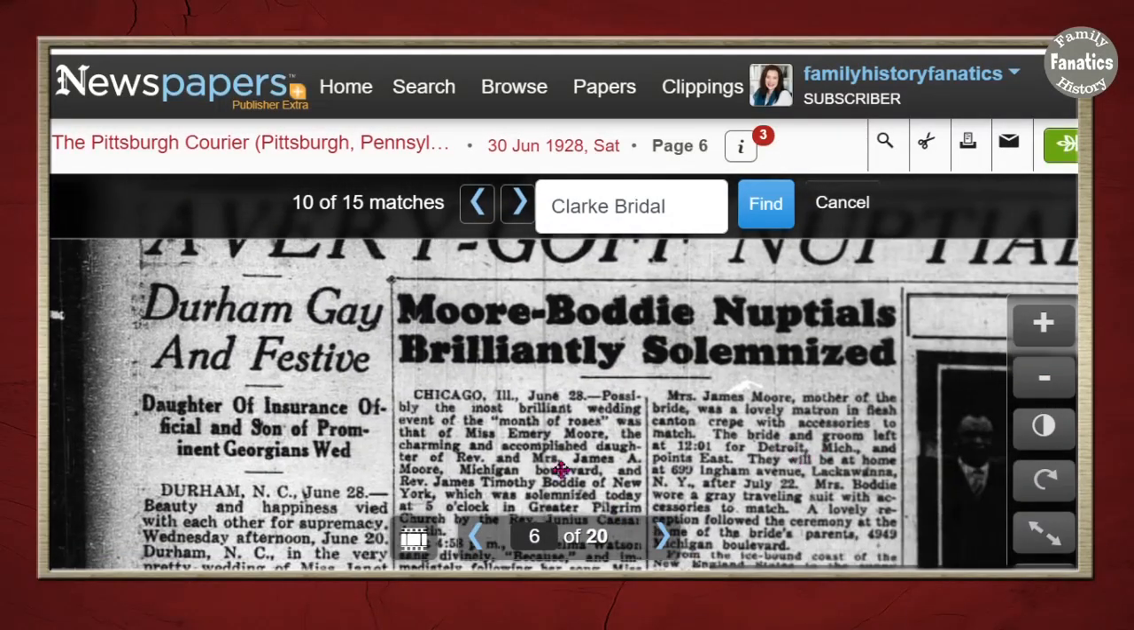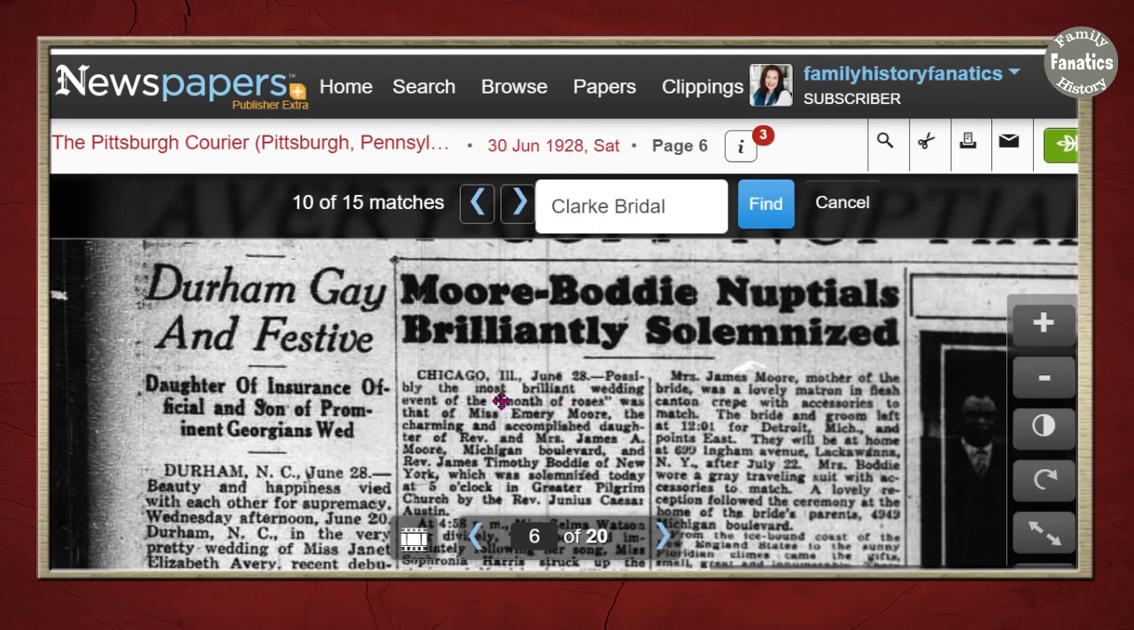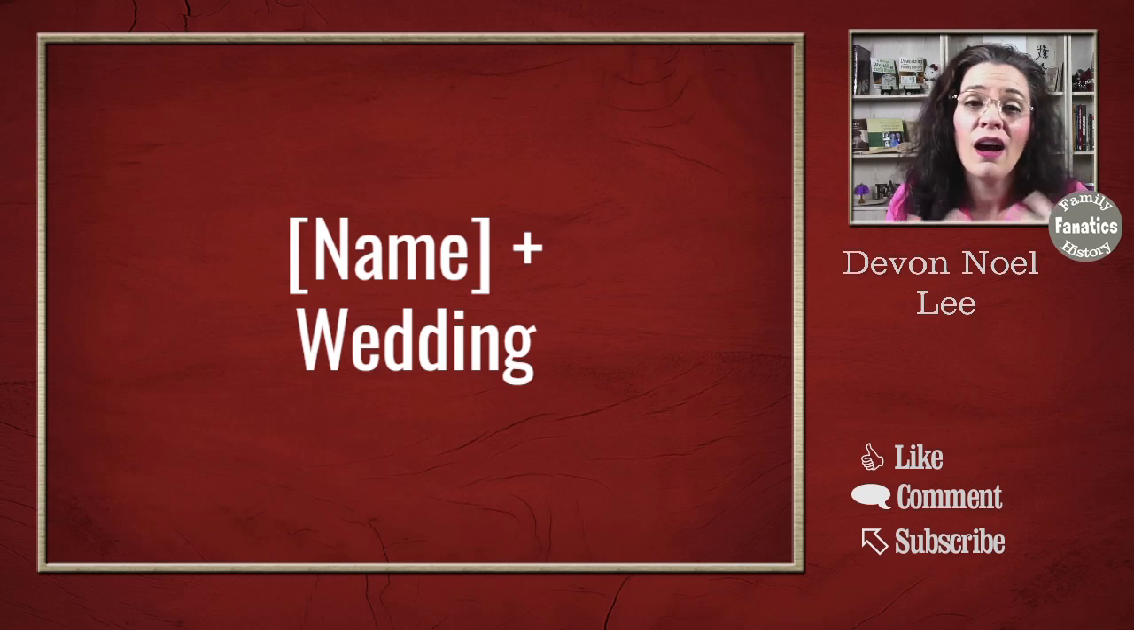It wasn't hers, but that's how you can pick up when your ancestors were part of other activities. And now, when we scroll to the top, we find that she was part of the Moore nuptials that happened in Chicago in June 1928. So use that surname plus bridal, not just to find their own bridal party on their own wedding day, but to see how they're participating in someone else's special day. Now, marriages often have weddings, unless your ancestor eloped. We'll come back to that in a minute.